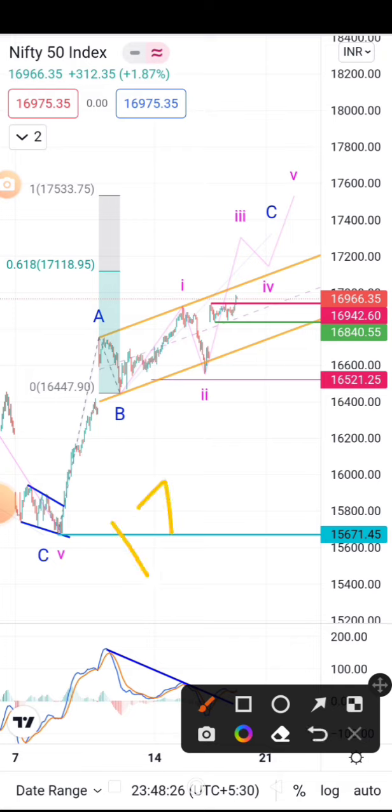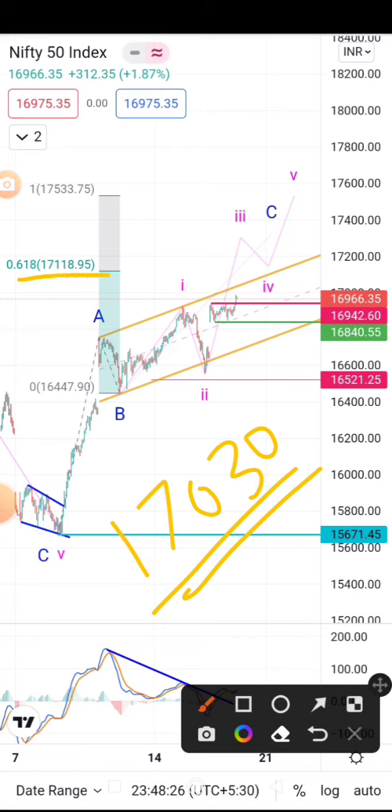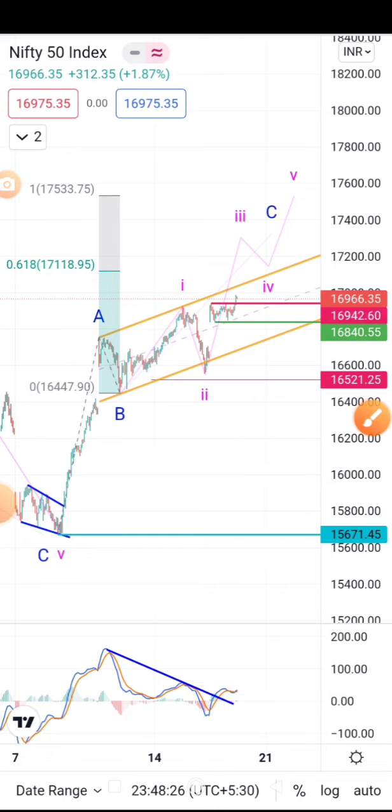So tomorrow if it opens above 17,030, then we can assume that it is going for minimum this target initially. Then if it crosses this by a bigger margin, we are going towards this. So that's what we can assume.